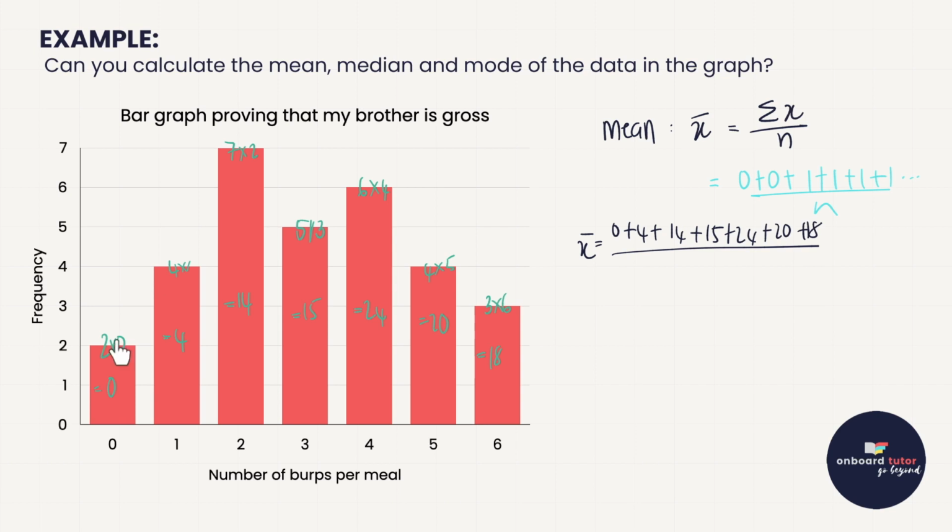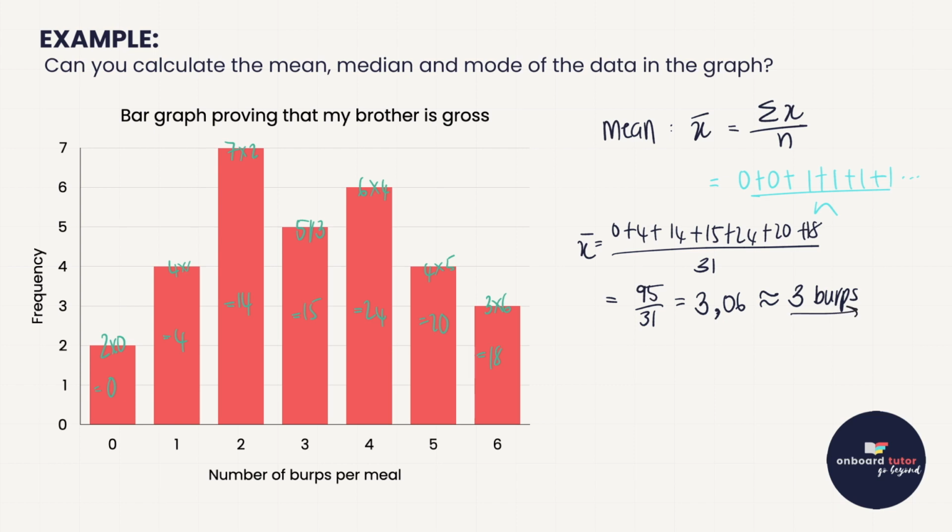Okay, let's see. 2 is the frequency here, plus 4, so that's 6. 6 plus 7 gives us 13, plus 5 is 18, plus 6 is 24, plus 4 is 28, and then plus 3 takes us to 31. So this student collected data for an entire month. So if we calculate that, we get 3,06 burps per meal, which realistically you can't have a 0.06 of a burp. So I'm going to round that to a logical 3 burps.